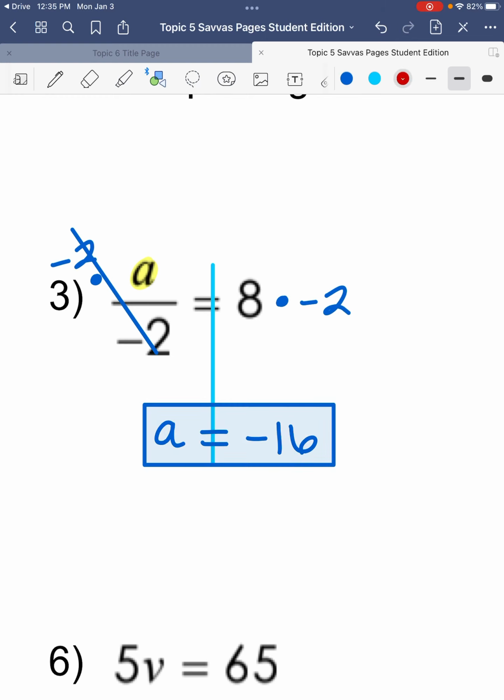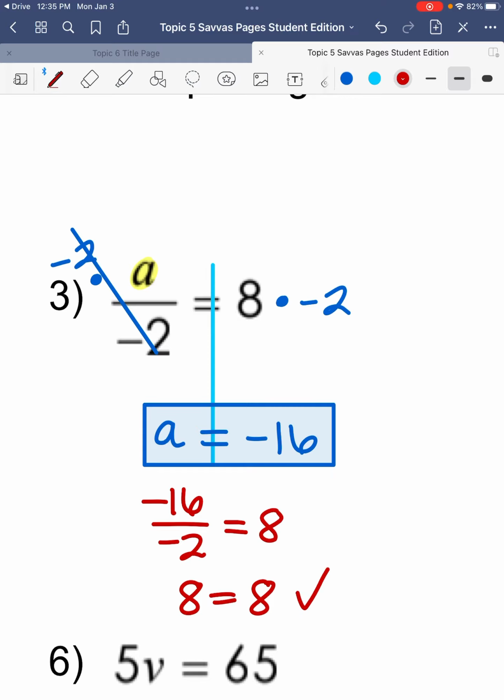And we check it by just plugging in -16 for A. So we have -16 divided by -2 equals 8. Well, -16 divided by -2 is indeed 8. So 8 equals 8. Our answer is correct.